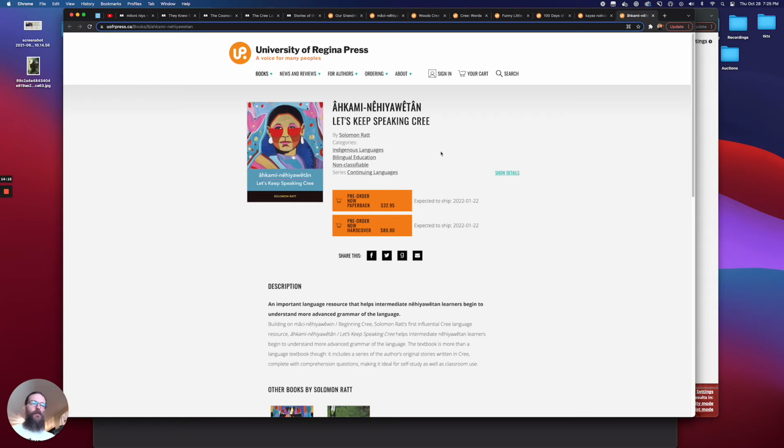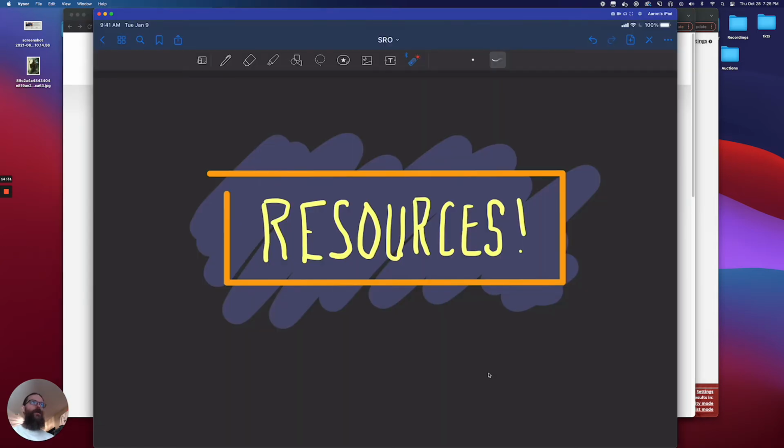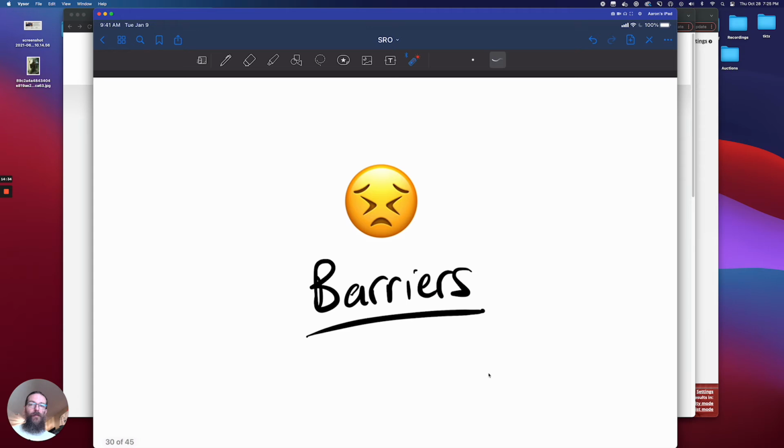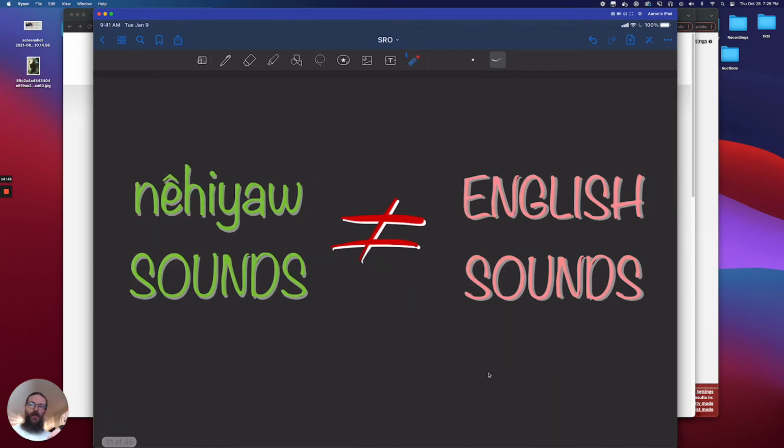This isn't an exhaustive list, but if you understand the system, if you can work with SRO, then it opens up your world to a growing list of resources that are already out there. So some caveats, some barriers. Probably the number one thing when it comes to SRO is that the sounds of English and the sounds of the English letters are not the same as the sounds of Nêhiyawêwin.